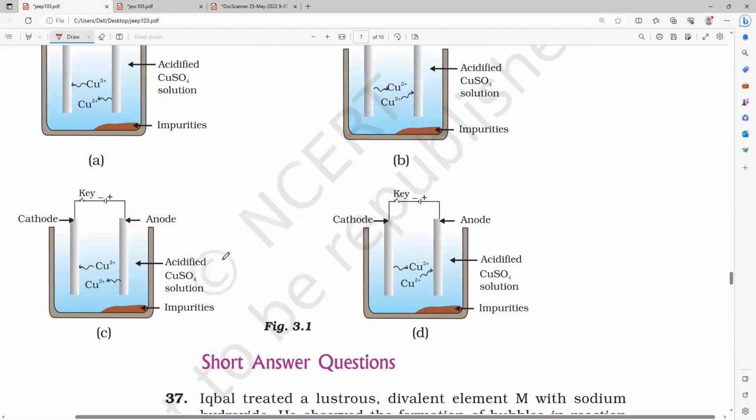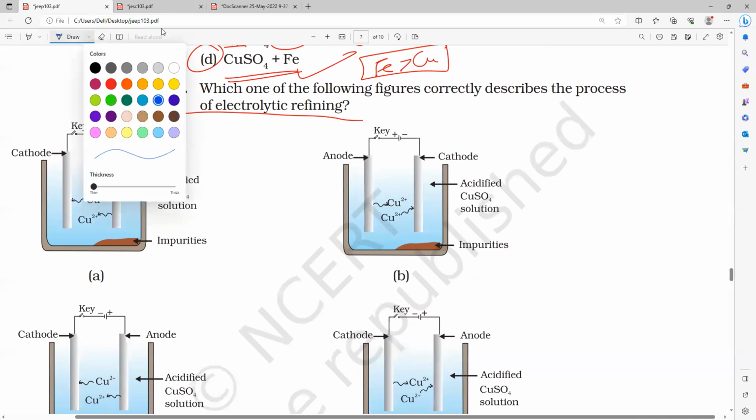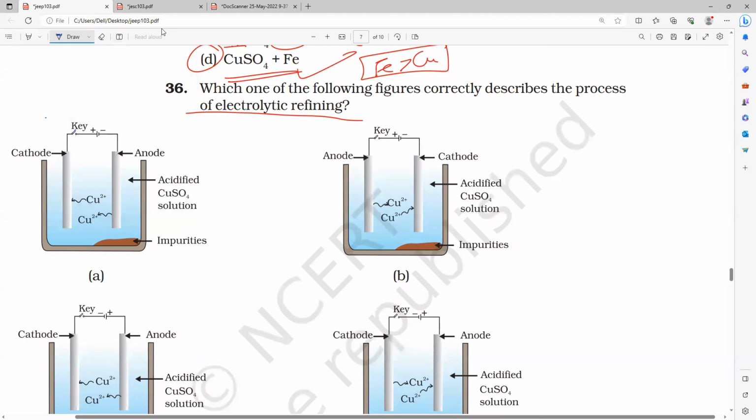So which is your correct answer? Everybody, all of you check it here. Let us verify what is wrong in the first one. Now, first figure, what is wrong? See that, the key is open. That is the first thing. Now, positive means it must become what? Anode or cathode? Positive is anode. But here what have they given? Cathode. So this option is gone.